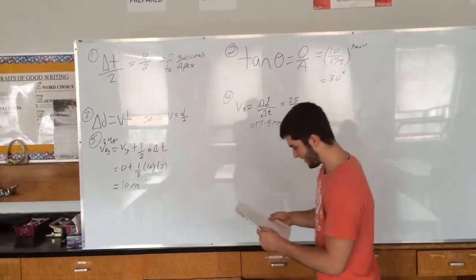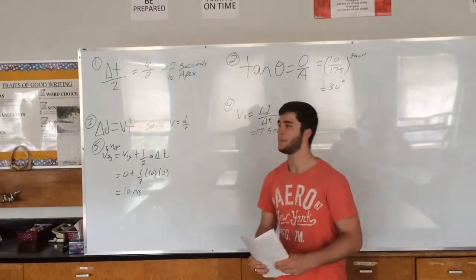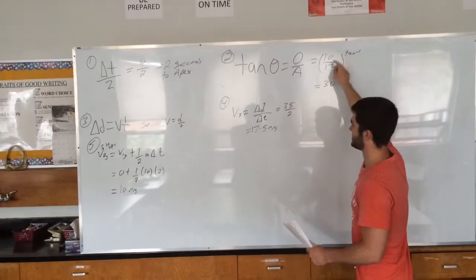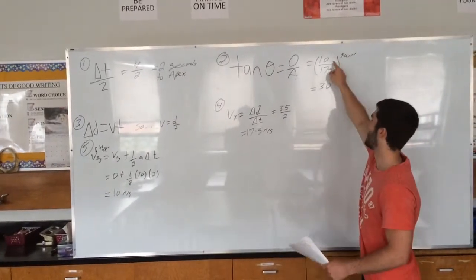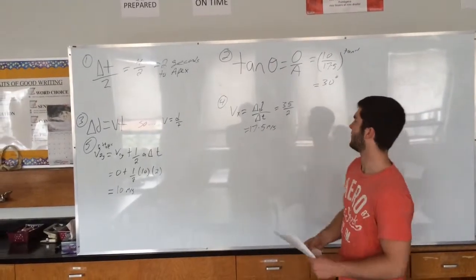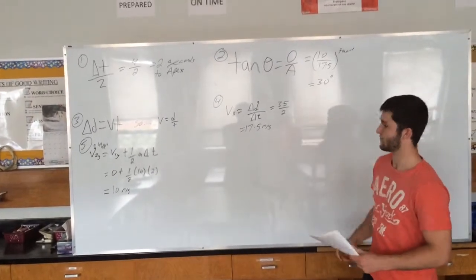And for our second formula, we were figuring out what angle we shot the skeet at. We did that by taking our velocity in the y direction and putting it over the velocity in our x direction. So 10 over 17.5 meters per second. And once we got that answer, we took the inverse tan of it and got 30 degrees.